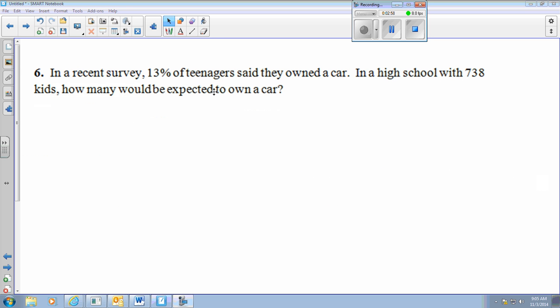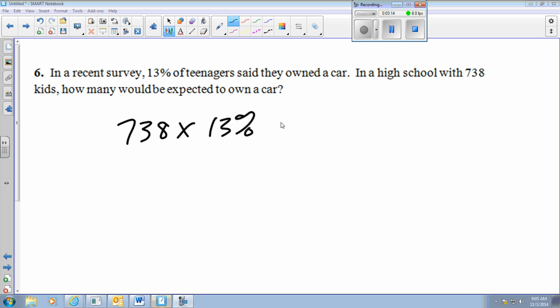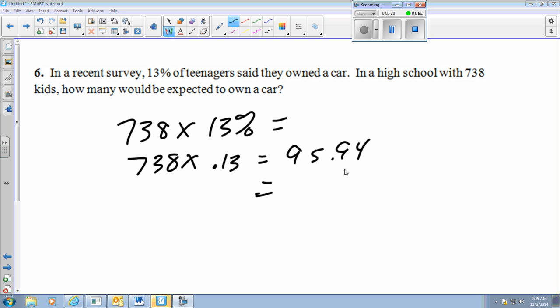In this question, they say that 13% of the teenagers own their own car. If the high school is 738 students, we would multiply that by the 13% to get the number of students with a car. Well, let's change the 13% to 0.13. Multiplying that out, I get 95.94. Of course, we don't have part cars or part people, so we'd round that to the closest one.